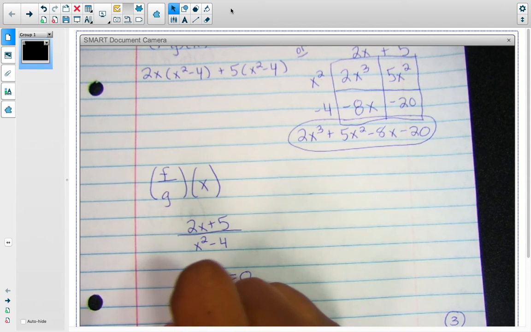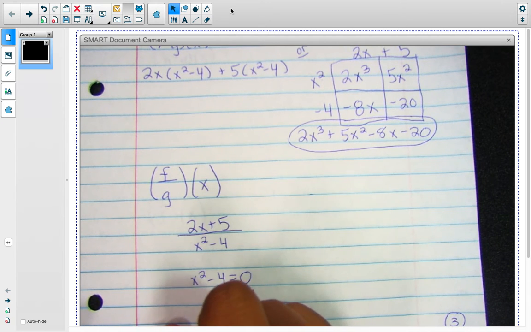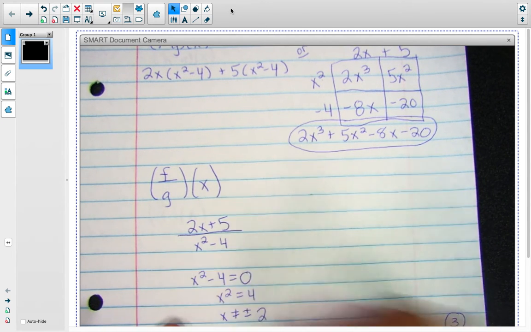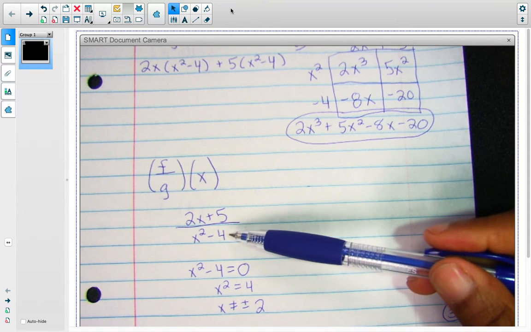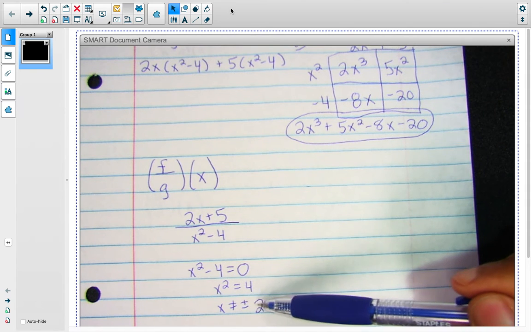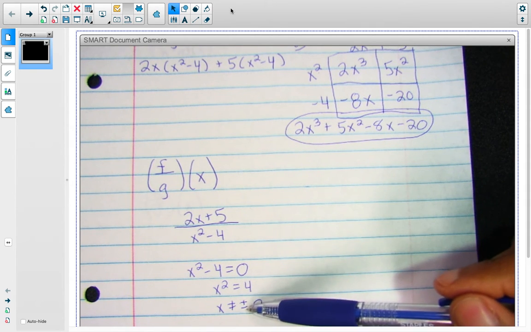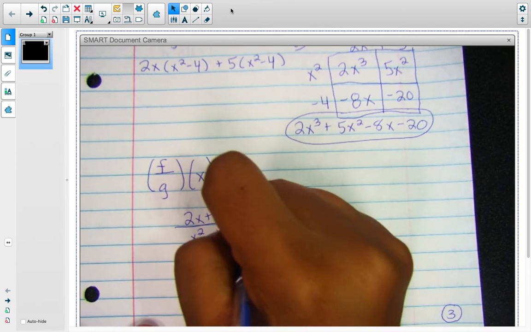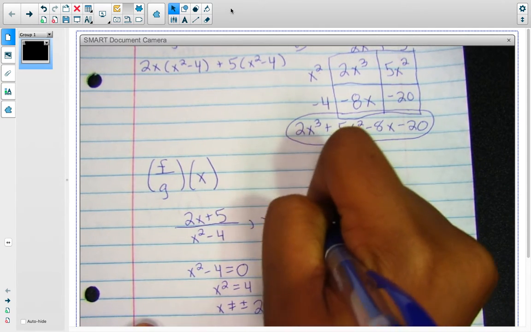So add 4 to both sides. Take the square root. X cannot be positive 2 or negative 2. So we took the denominator just like we did with the previous examples. We solved this equation. X cannot be positive 2 or negative 2. 2 times 2 is 4, and negative 2 times negative 2 is 4. So X cannot equal plus or minus 2.